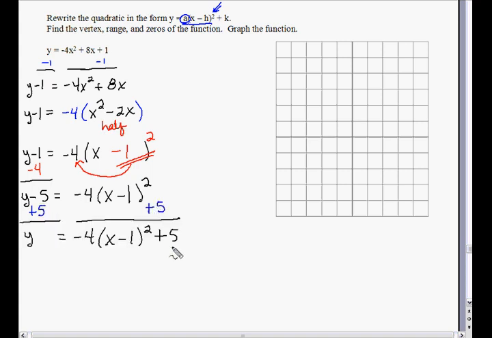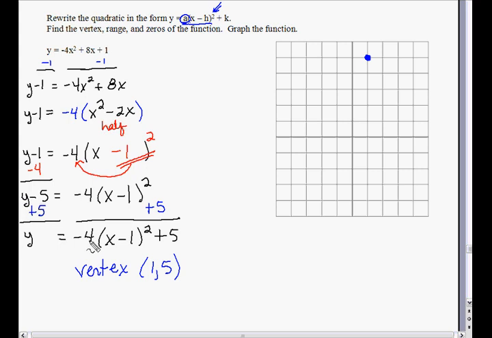So now that we have this quadratic in the correct form for graphing a parabola, we can read off the vertex, which happens to be the number inside with x is the x-coordinate, except for we need to use the opposite. If it says negative 1, we use positive 1. And the number on the outside is the y-coordinate. So at positive 1, positive 5, we have our vertex.